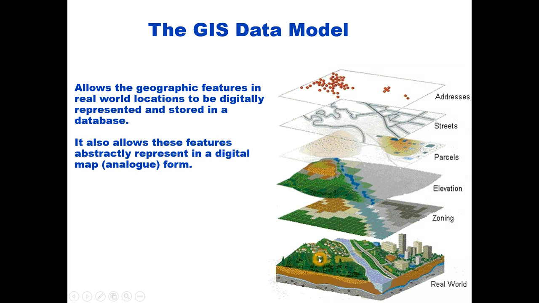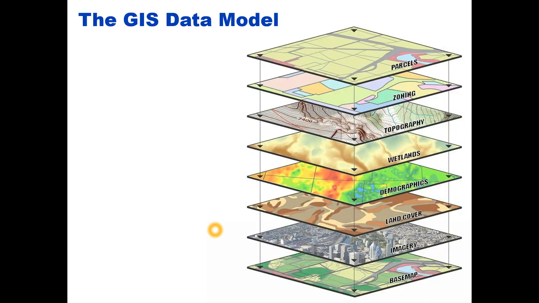For example, here you can see the different houses, modeled using a GIS or geocoded address data. So overall, GIS allows the geographic features in a real-world location to be digitally represented and stored in a database. It also allows these features to be abstractly represented in a digital map or even in a paper map. So technically, this is how the real world is represented, like as a base map or satellite imagery. A land cover might be represented, or demographics or population or wetland data, topography again, some zoning or parks.